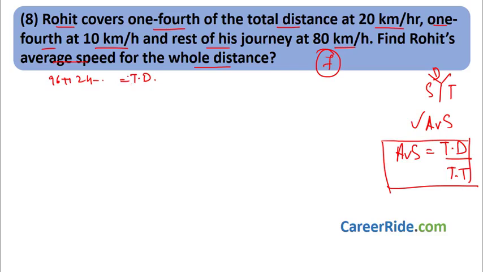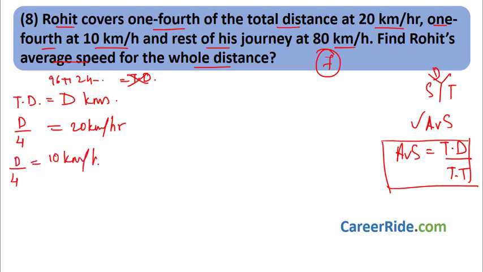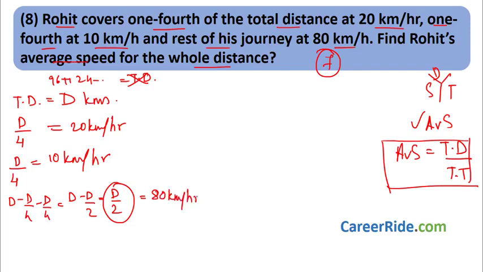So we added it and we got the total distance. Here do we know total distance? No. So let us assume total distance traveled by Rohit is D kilometers, right? What they are given? 1/4 of the total distance, D by 4, is covered at the speed of 20 kilometers per hour. Next 1/4, D by 4, is covered at 10 kilometers per hour. Rest of the journey, how much distance remains? D minus D by 4 minus D by 4, that is D minus D by 2. D by 4 plus D by 4 is D by 2, so D by 2 distance remains, right? And for it the speed is 80 kilometers per hour, correct?